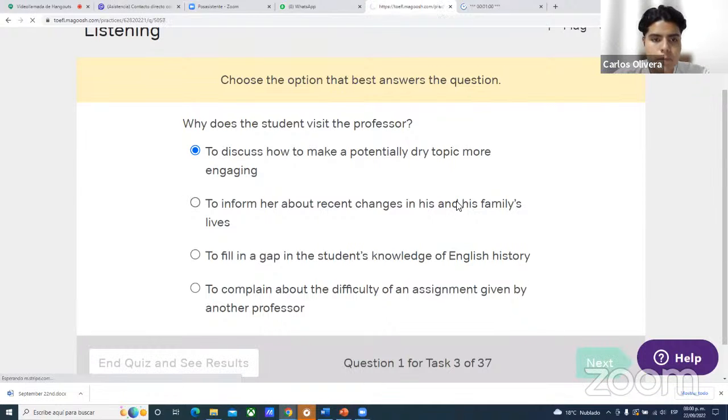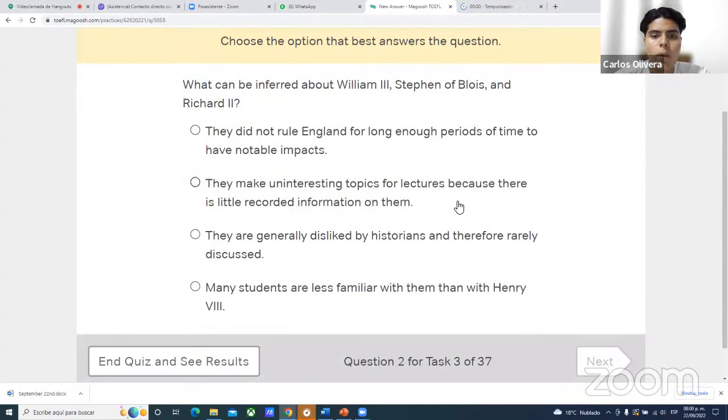Let's go with the second one. What can be inferred about William III, Stephen of Blois, and Richard II?